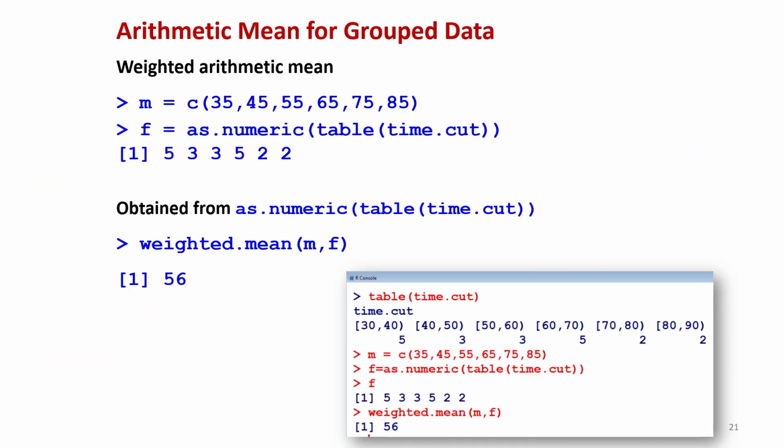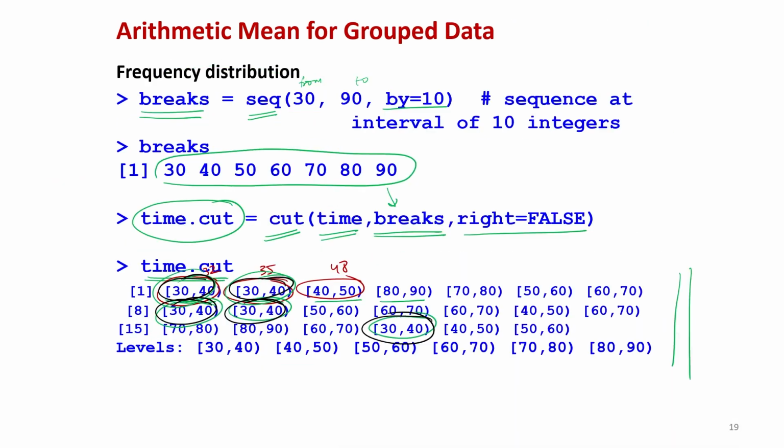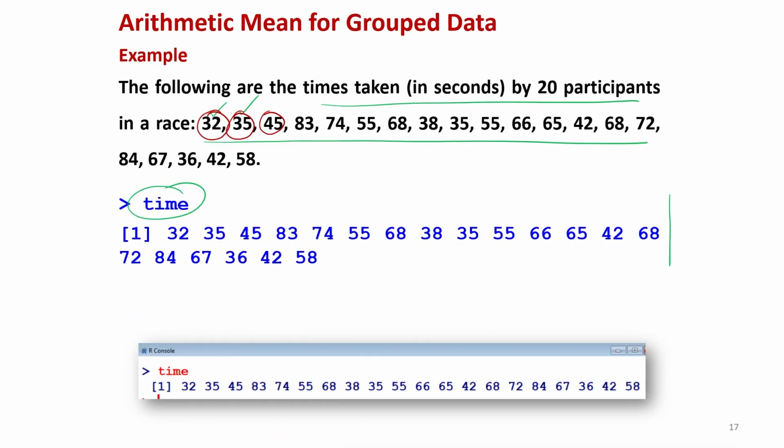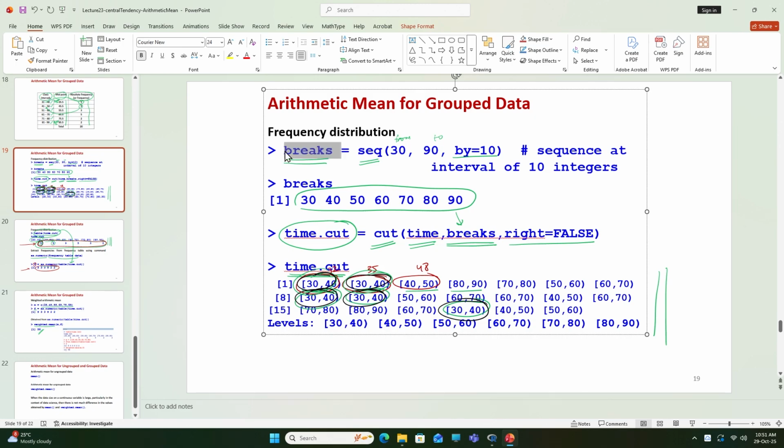Now, after this you have to create the data vector of the midpoints, and then you have to use this f, and then you have to use the command weighted.mean, say weighted.mean of m, f. It will give you the value 56, right. So, first let me show you how these values are going to be obtained. First let me create this sequence of breaks.